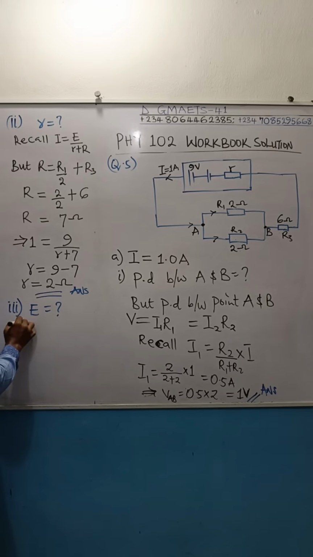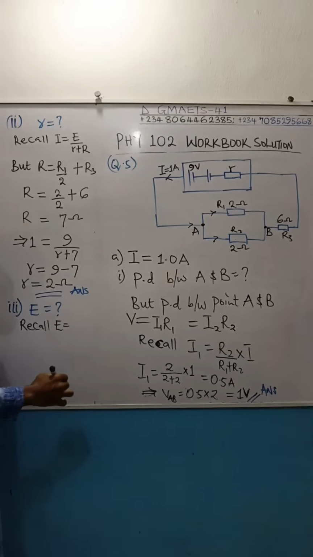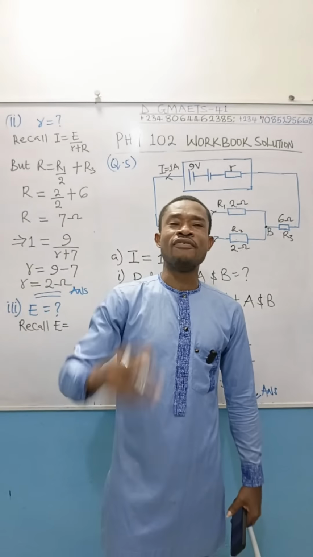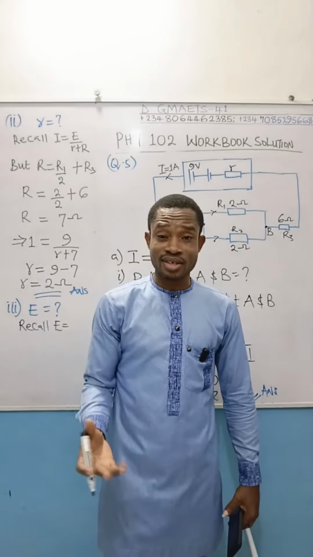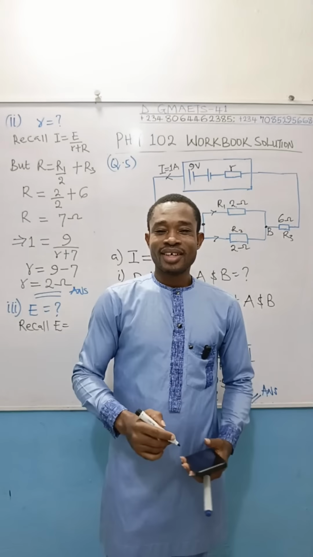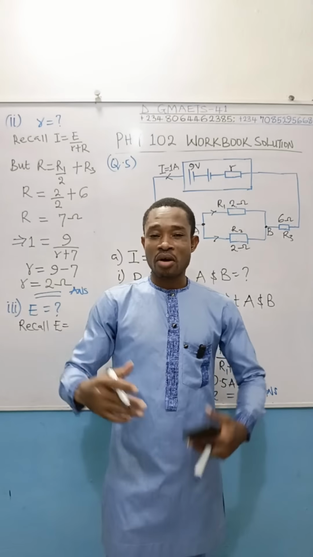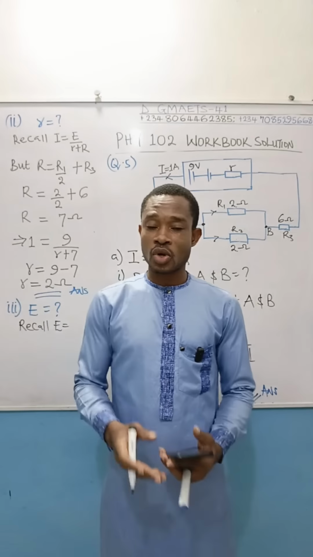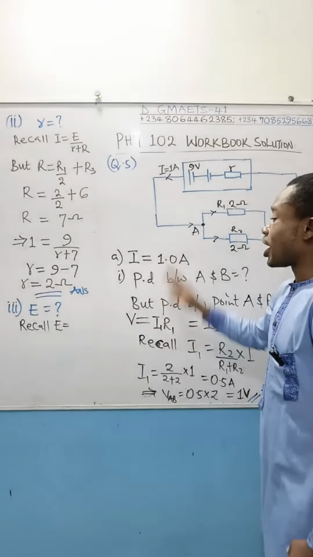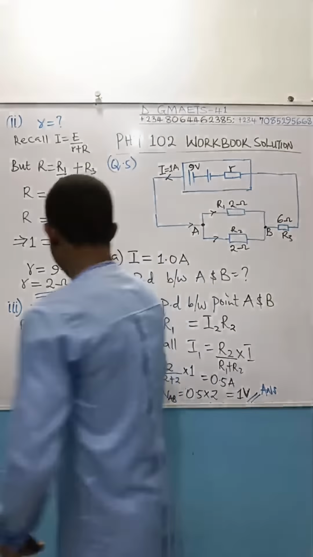Now, you want to recall that for calculating energy, you can use I squared RT, you can use IVT, you can use V squared over R times T. Remember, generally, energy is power times time, and power is I squared R or IV or V squared over R. So the choice is yours. I guess we have all the data we need here to get power. Energy is equal to PT.